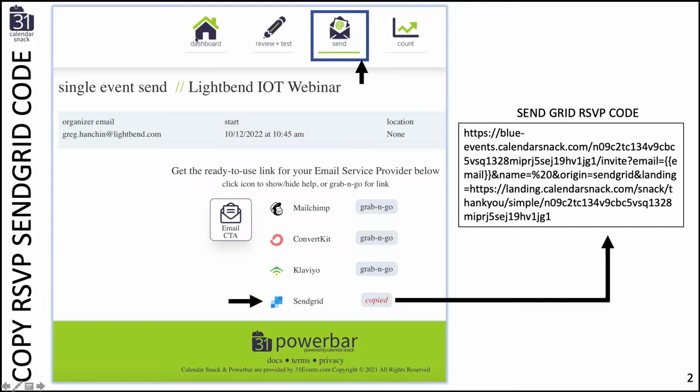So at the top of the icons in your calendar snack, when you open it up, you'll see four buttons at the top. You go to send here, as indicated by the arrow. You could go down here and grab the grab and go code for SendGrid. You'll copy it. This is the code here. It copies it to the clipboard.